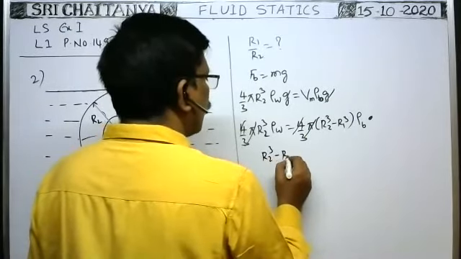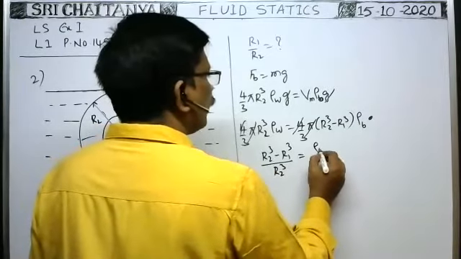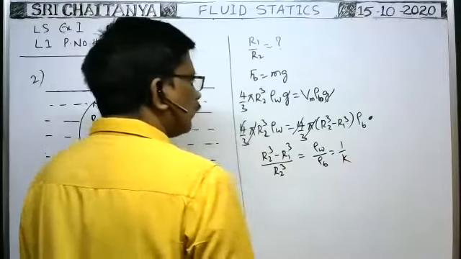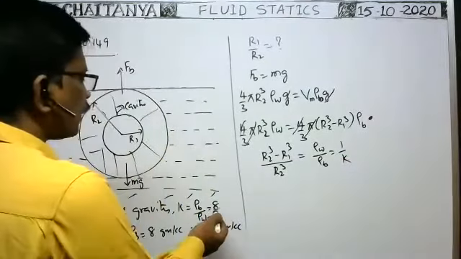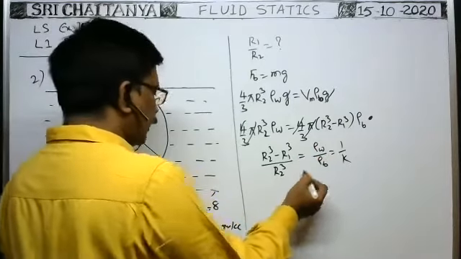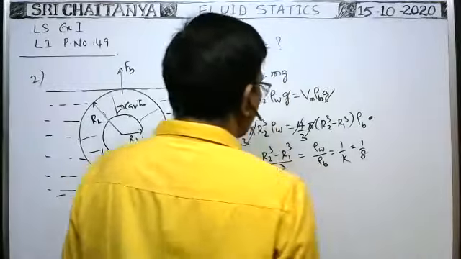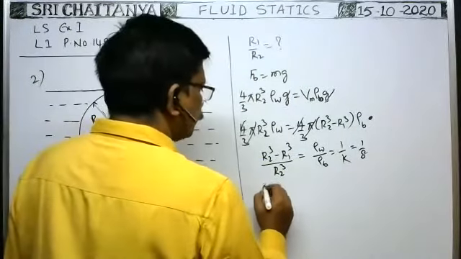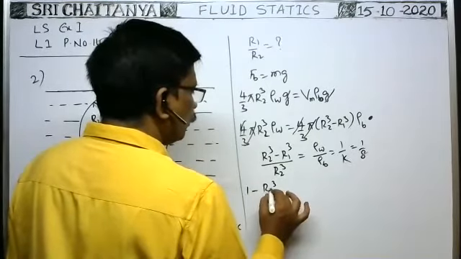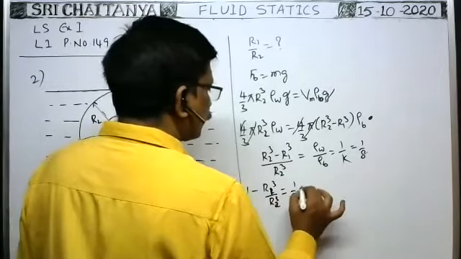Therefore, (R2 cube minus R1 cube) by R2 cube is equal to density of water by density of the body. That is equal to 1 by the specific gravity of the body, which we can write now. Specific gravity of the body is given as 8. Otherwise, density of the water is 1 gram per cc, rho b is equal to 8 gram per cc, right? So this is equal to 1 by 8. Therefore, splitting them, 1 minus R1 cube by R2 cube is equal to 1 by 8.